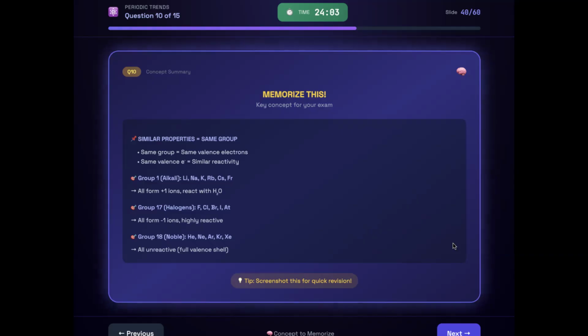Group 1, the alkali metals: lithium, sodium, potassium, rubidium, cesium, francium, all form +1 ions and react with water. Group 17, the halogens: fluorine, chlorine, bromine, iodine, astatine, they all form -1 ions. Group 18, they are all unreactive, right? This is proof.